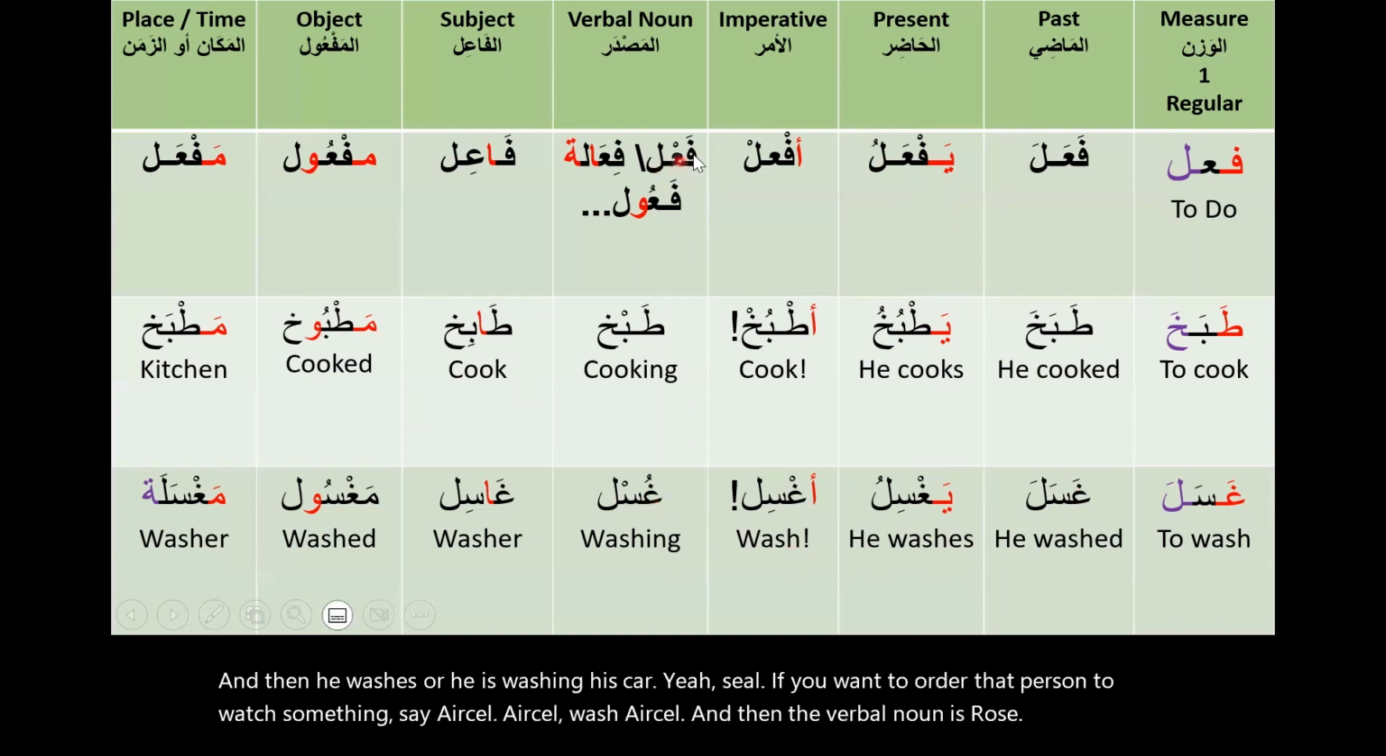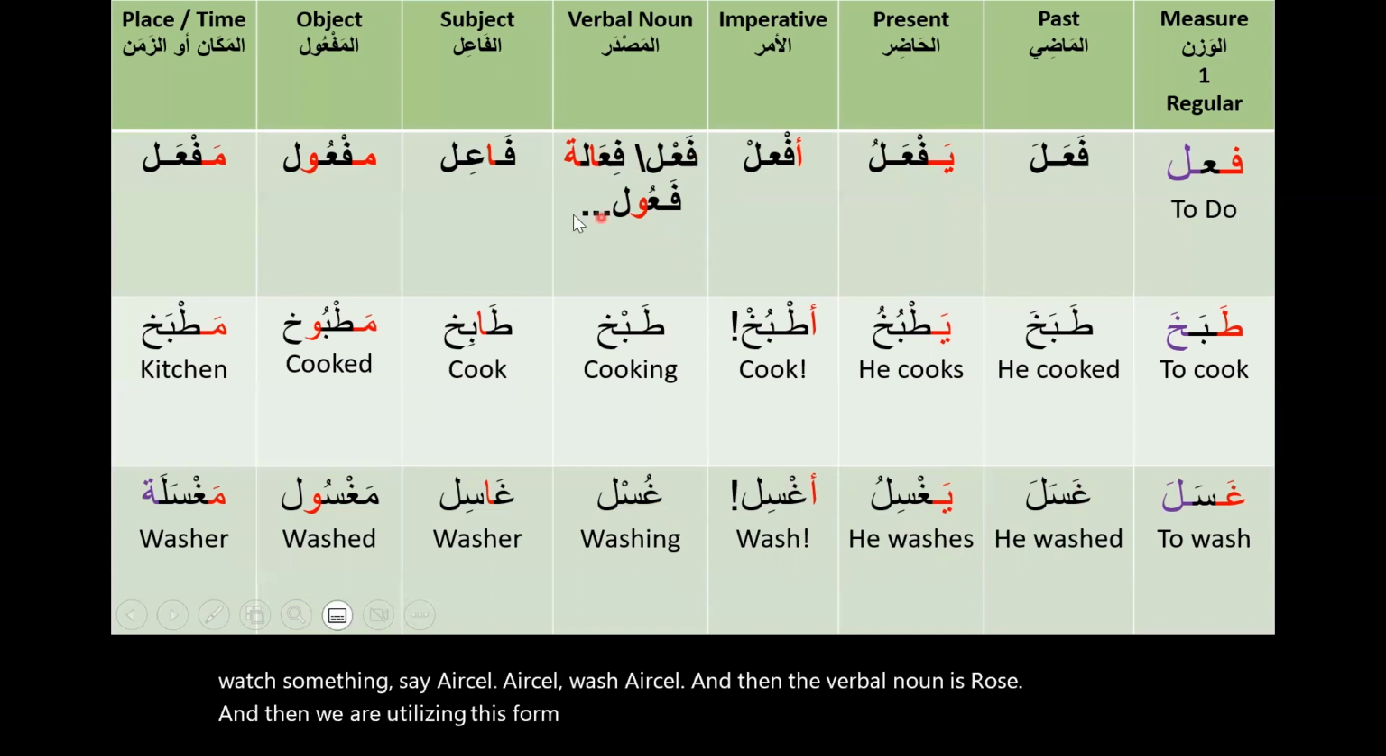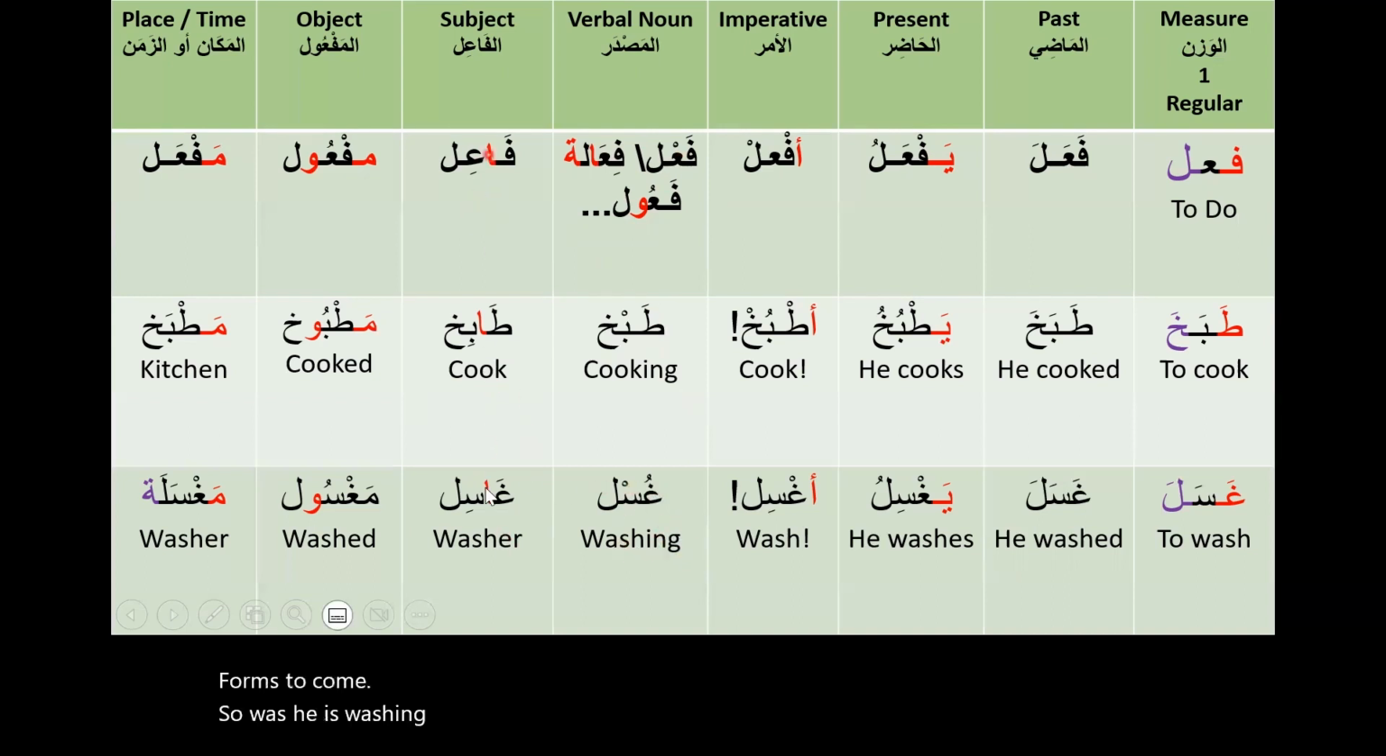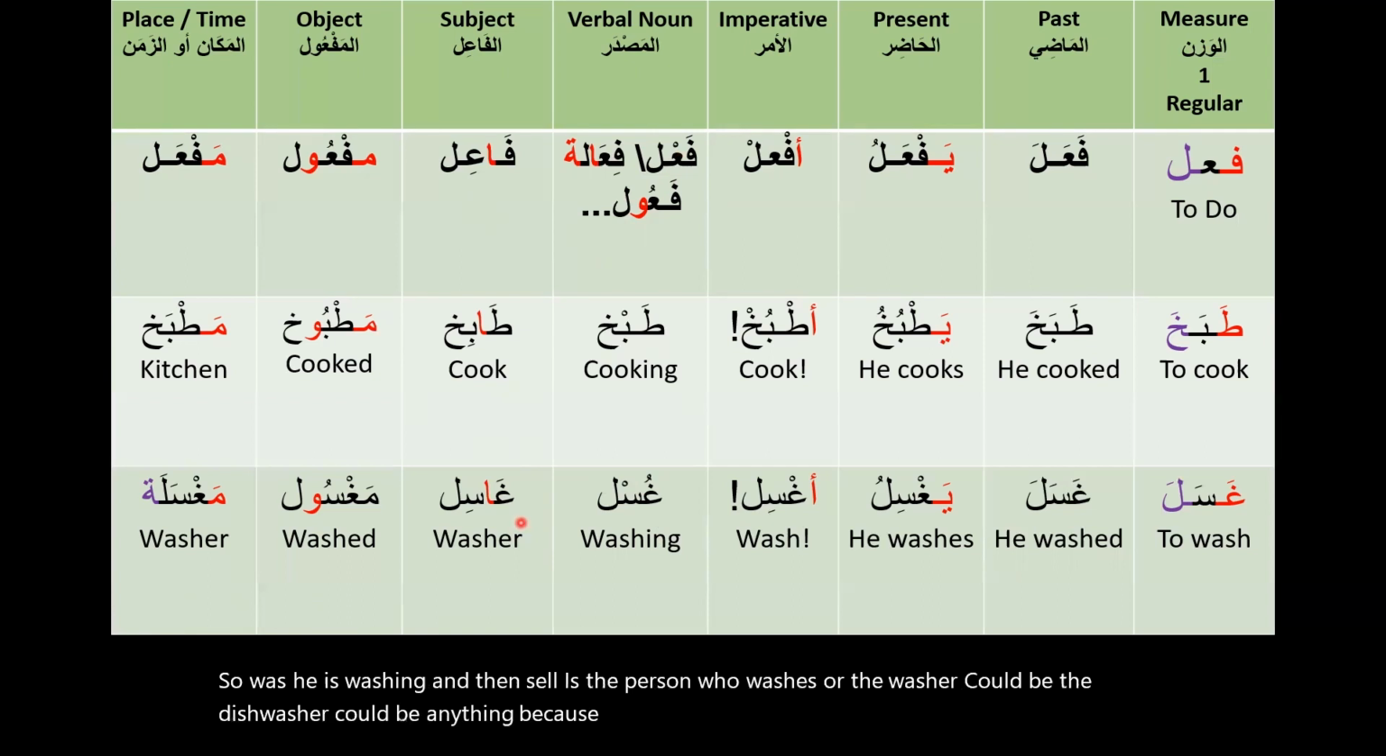And then we are utilizing this form because we have more than one form, that's why you see the three dots. But these are the major ones, and then there are other forms to come. So ghasl is washing, and then ghasil is the person who washes, or the washer. Could be the dishwasher, could be anything, because that thing will be the doer.